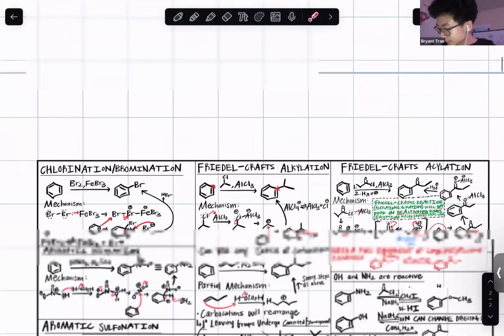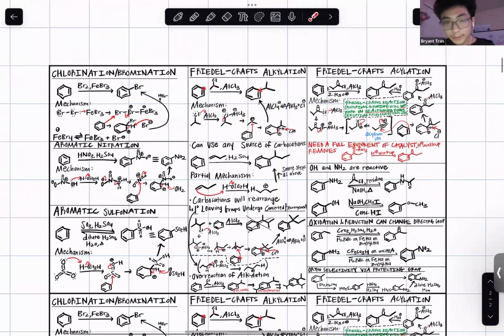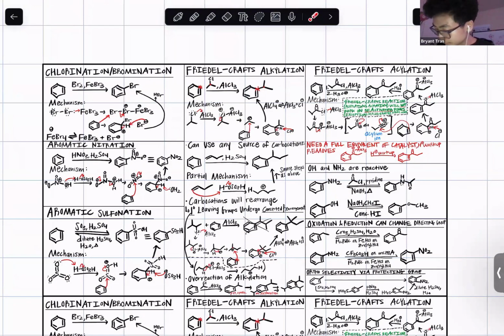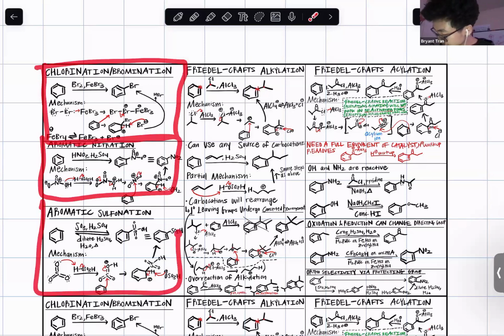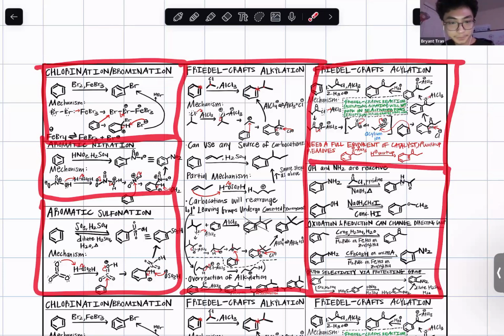Now, the back page of the note card is going to have the benzene reactions. Here is going to have halogenation. Here is going to be nitration, sulfonation. Here is going to be alkylation, and here, acylation. And here are the helper reactions for the benzene.